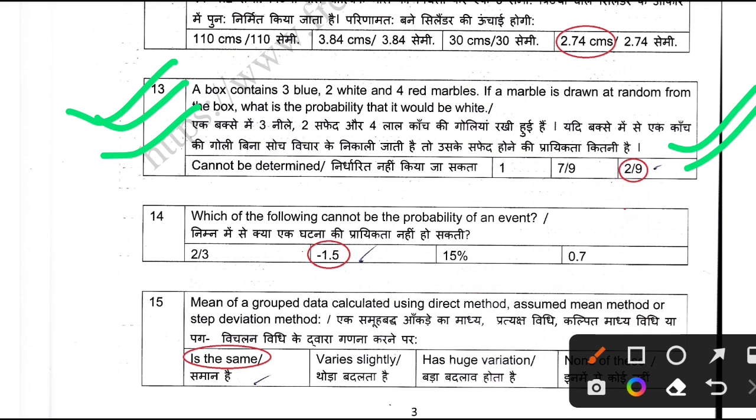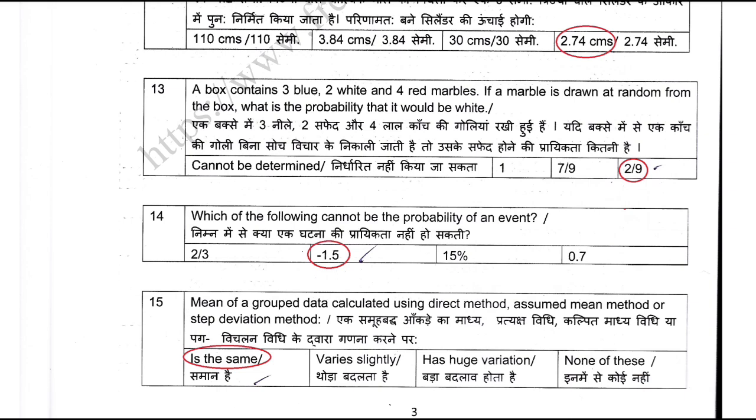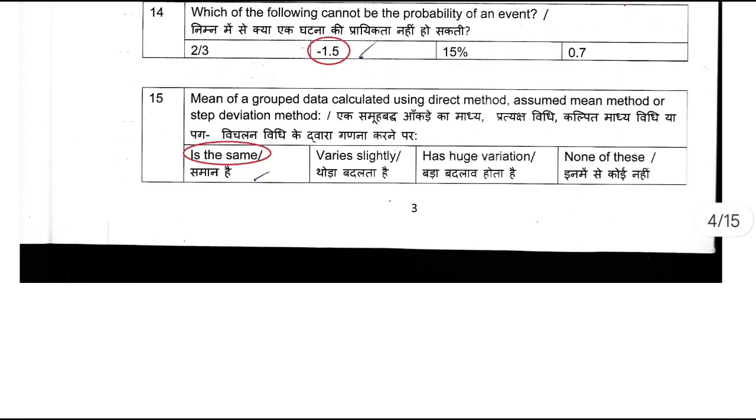Which of the following cannot be the probability of an event? Minus 1.5. Mean of a group of data calculated using the direct method, assumed mean method or step deviation method is the same.